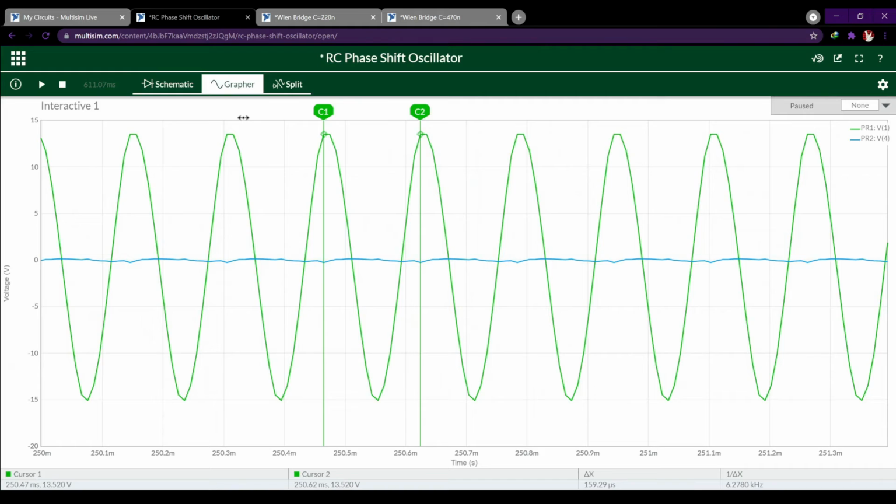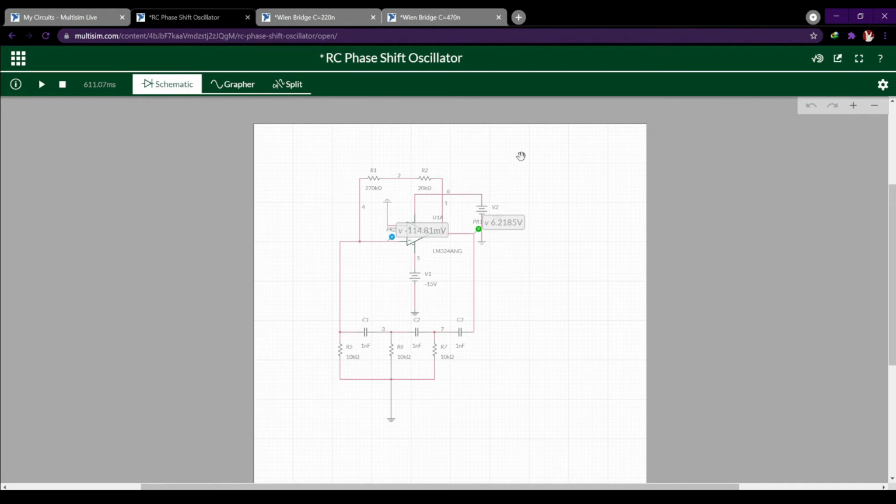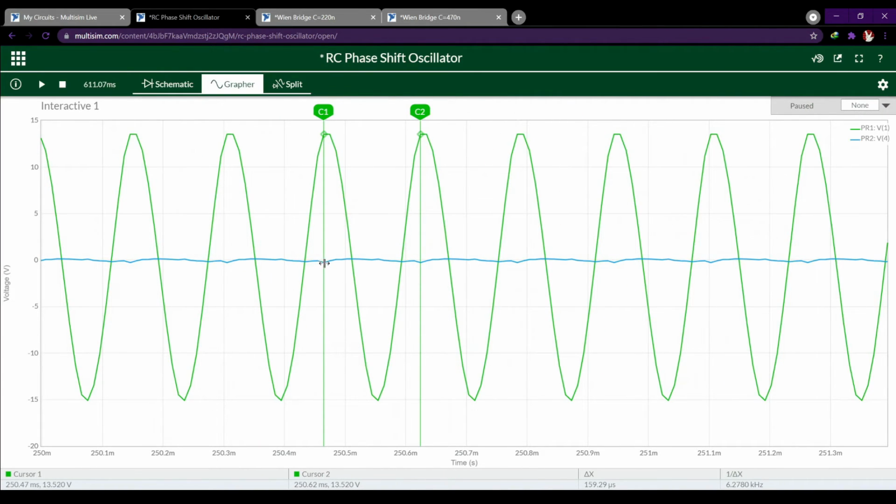For the graph, I apologize that the graph for the RC phase shift oscillator is not very nice because I'm not sure if it's the value of the resistor or the capacitor which causes this waveform to be like this. The output is okay, but the input is very small. The value of input is around millivolts, while the output is in regular volts. The difference is too much, which makes it become like this. It becomes small, but the principle of the RC phase shift is still there.